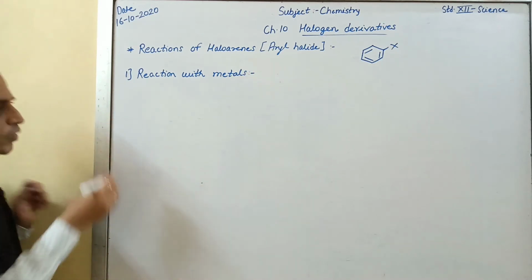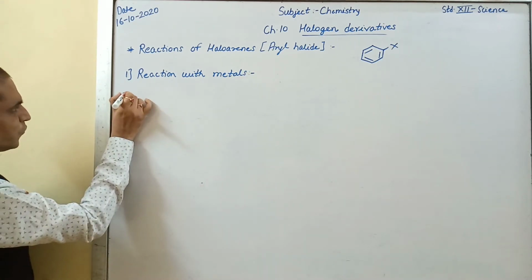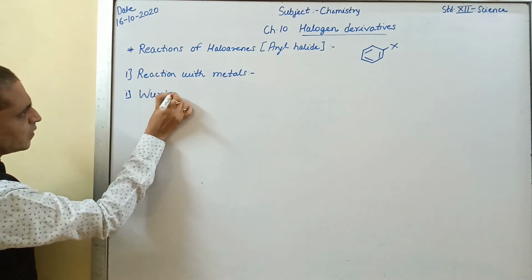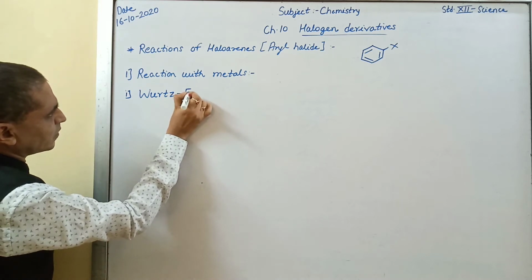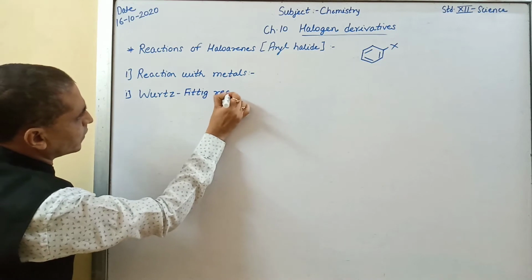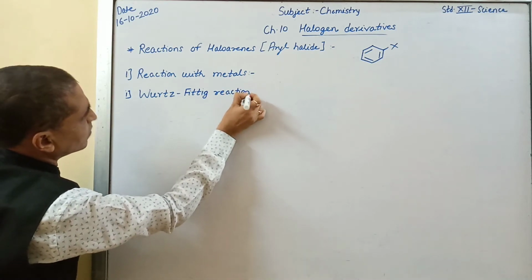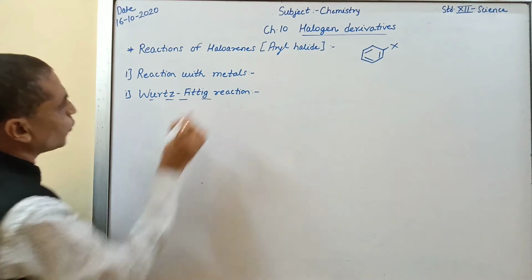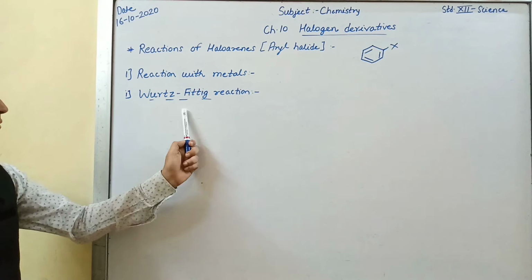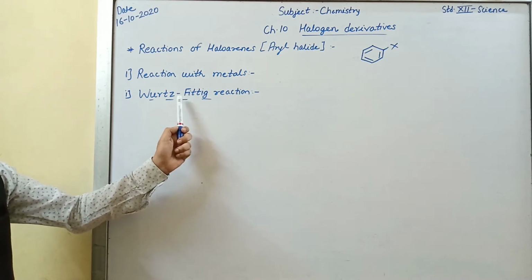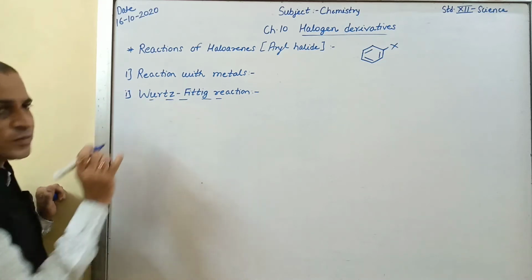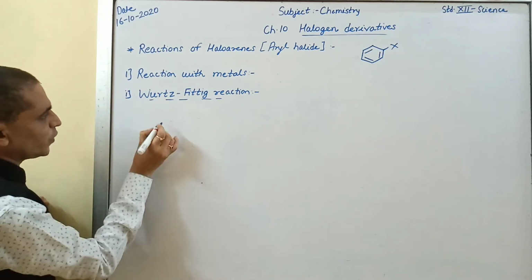Here we have to study two reactions. First, the Wurtz-Fittig reaction. First of all, this is an extension of the Wurtz reaction of alkyl halide, and it is modified by Fittig also. So it is called the Wurtz-Fittig reaction. Now see here what happens.